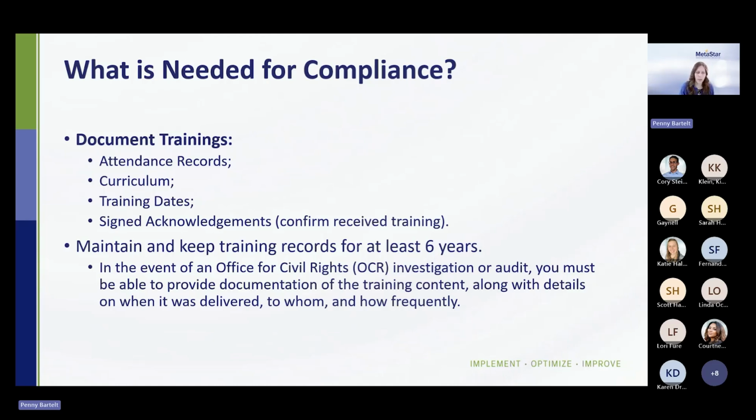And if you've done an SRA, you know that lovely 6-year rule. So that is the HIPAA time frame. So if OCR were to investigate or anything like that, you're able to provide your documentation for the last 6 years, depending on how long they would request it for.